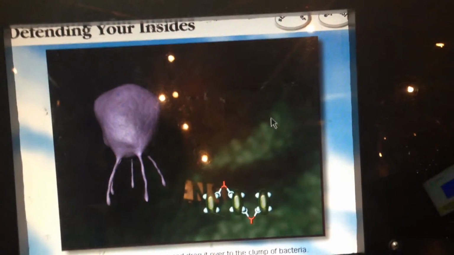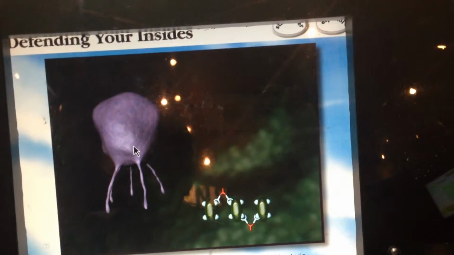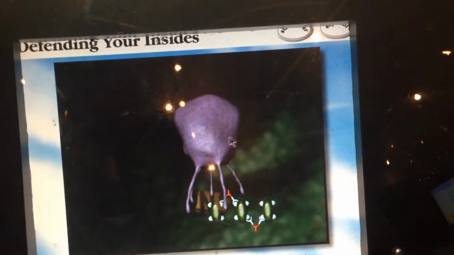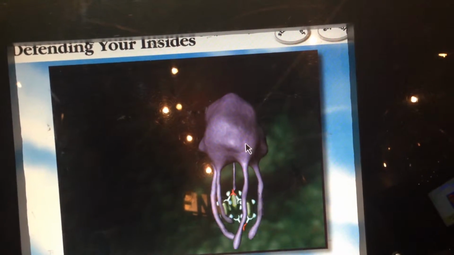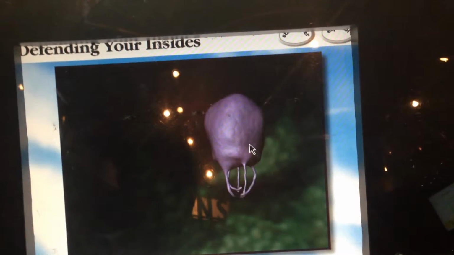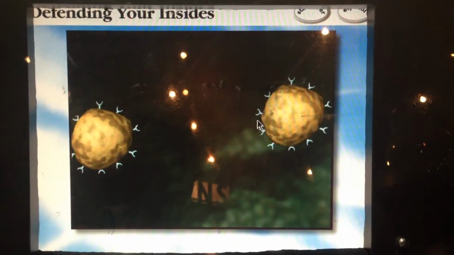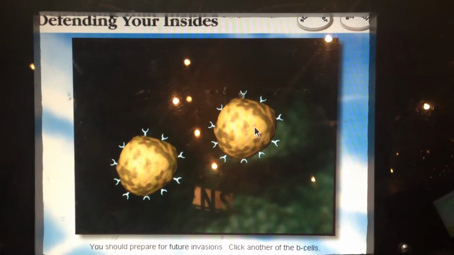Now click the macrophage and drag it over to the clump of bacteria. The clumps of bacteria are easier for the macrophages to destroy. You should prepare for future invasions.